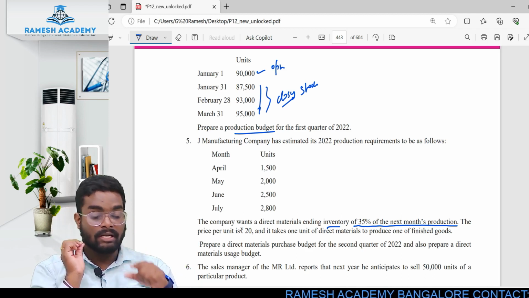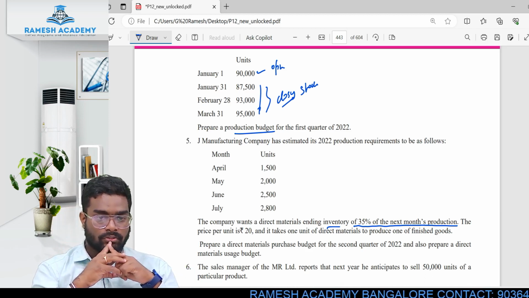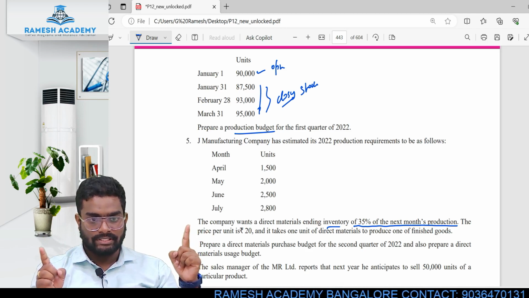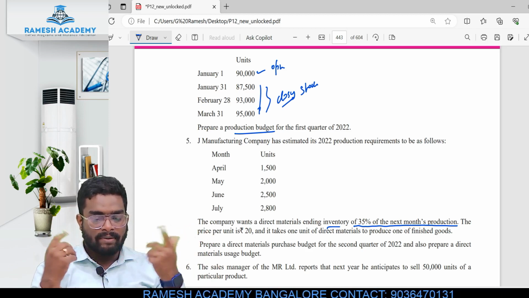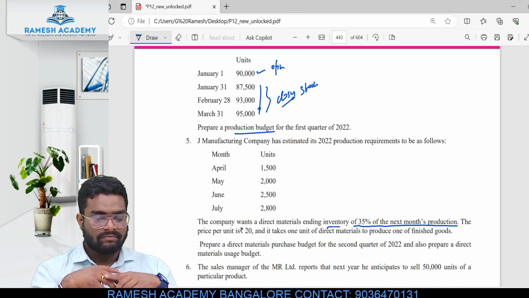This is the number of units in finished goods. So for 1 finished good we require 1 kg. There are chances that they may ask for more than 1 kg also. Please be careful. Prepare a direct materials purchase budget for the second quarter.